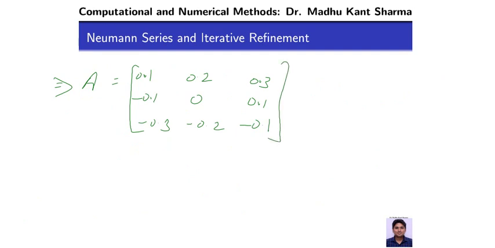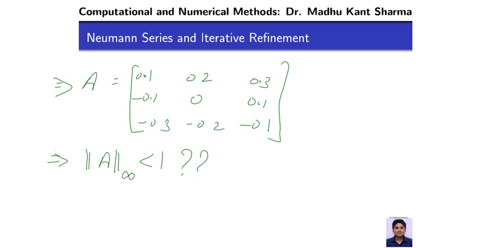If you look carefully, you are supposed to see whether the norm of A is less than 1 or not, with respect to any subordinate matrix norm. So I am going to look at the infinity norm, to see whether this is true or not. What is the infinity norm? It is the maximum over row sums, in the magnitude sense.